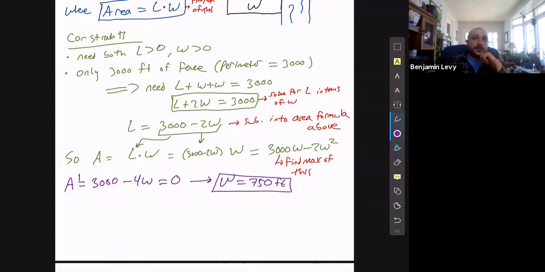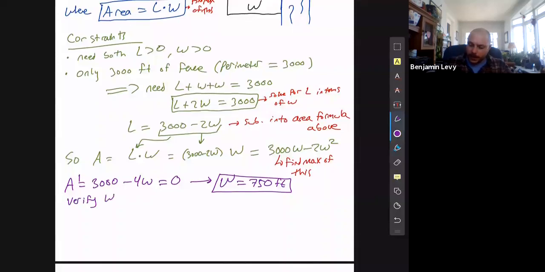Let's verify that it's actually a max. There's only one critical point, right? If there were a bunch of critical points, we'd want to test each one, figure out which is the biggest, etc. There's only one. So unless we did something wrong, it's the max. But let's just be sure, right? So let's verify W equals 750 is a max.